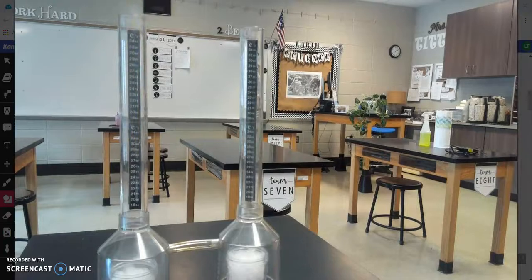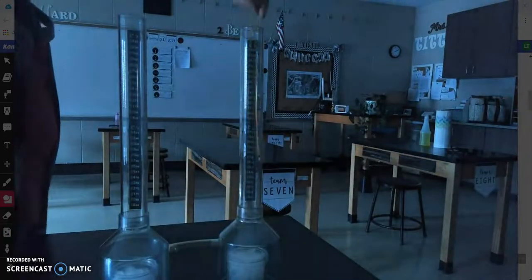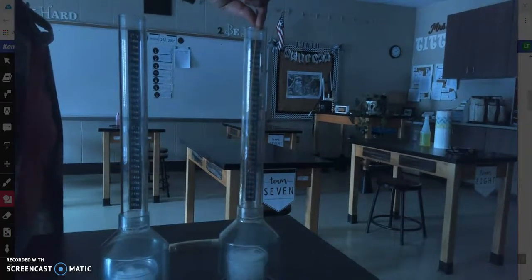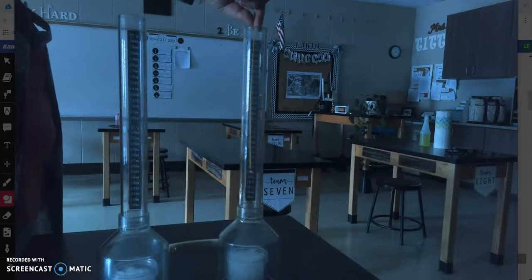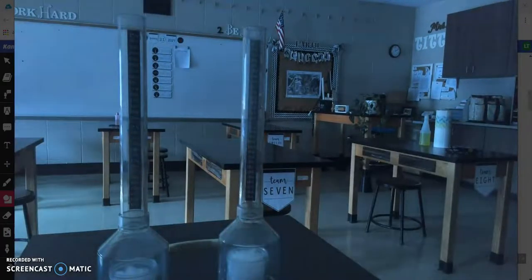Let me try it with the light off. Maybe they can see a little, I don't know. Can you see it? I don't know if I can see the smoke very well or not. Where's our flashlight?